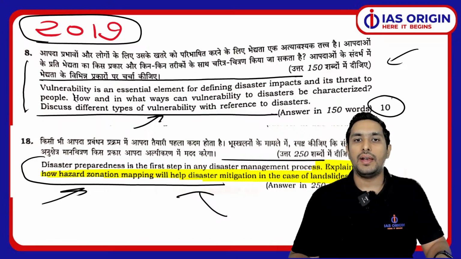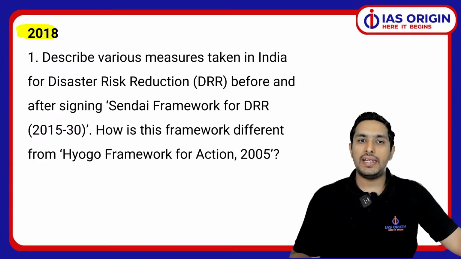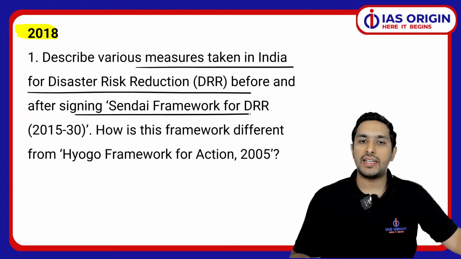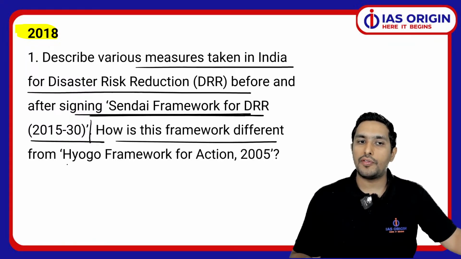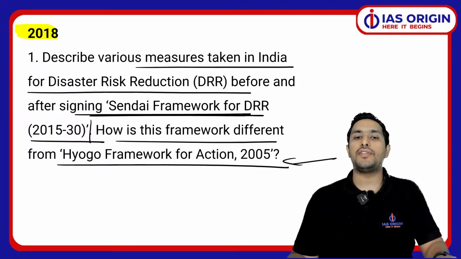Clear? Now we move to 2018 का paper. In 2018 we had a beautiful question and that question was: measures taken in India for disaster risk reduction before and after signing the Sendai framework. So Sendai framework is a very important framework. So how is it different from the Hyogo framework? Initially we had the Hyogo framework, then the Sendai framework came.